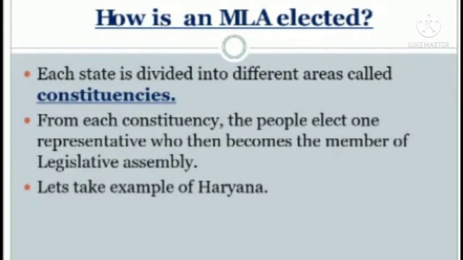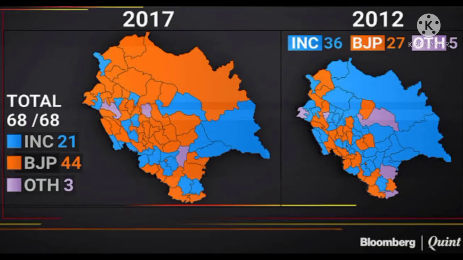For example, look at the map below. It shows that the state of Himachal Pradesh is divided into 68 assembly constituencies. From each constituency, the people elect one representative who becomes a member of the Legislative Assembly, MLA. You would have noticed that people stand for election in the name of different parties. These MLAs therefore belong to different political parties.